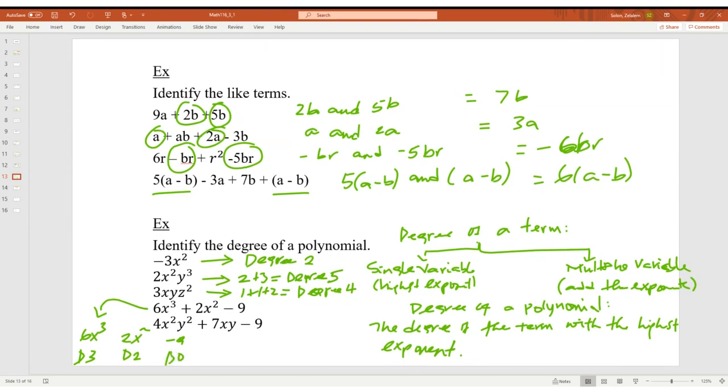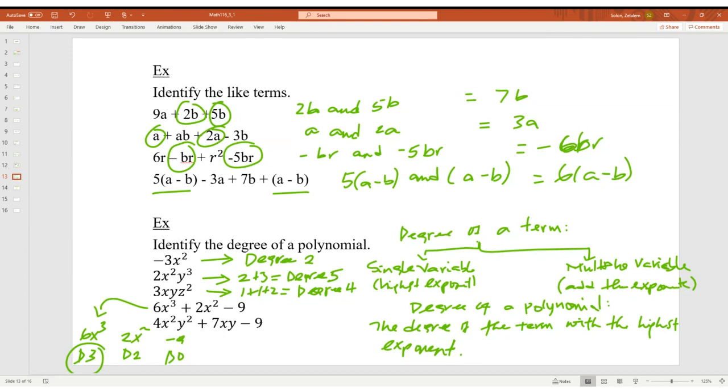Now the highest exponent is the degree for each term. So we compare the terms. The highest exponent is 3 in the polynomial. So this is degree 3. Okay. We take the degree of the term with the highest exponent. We don't add them. If it is addition, we don't add them. We add the exponents if it is multiplication.